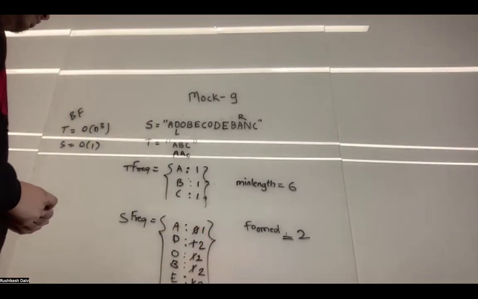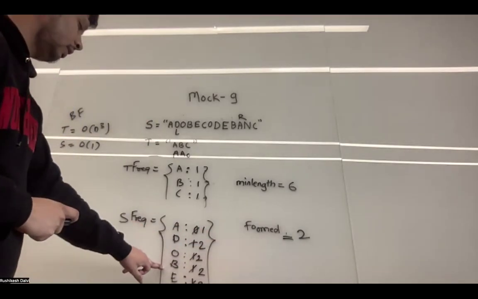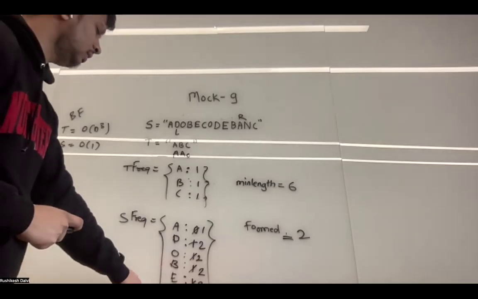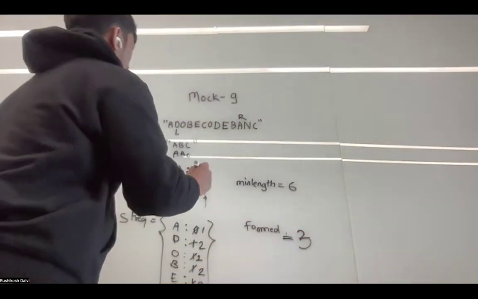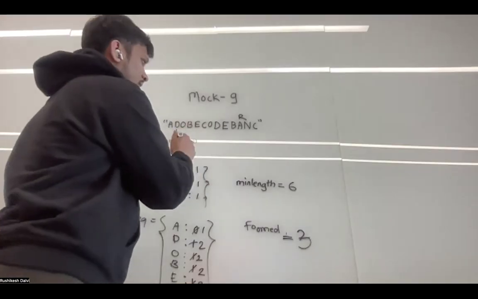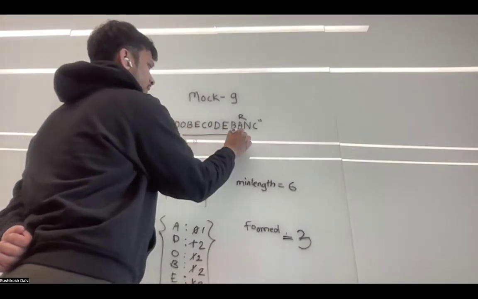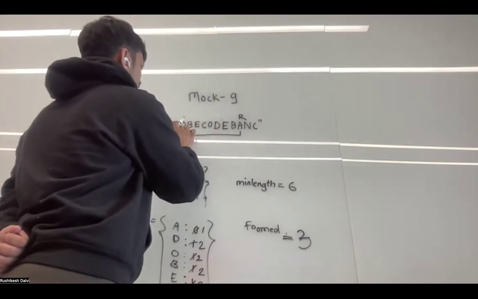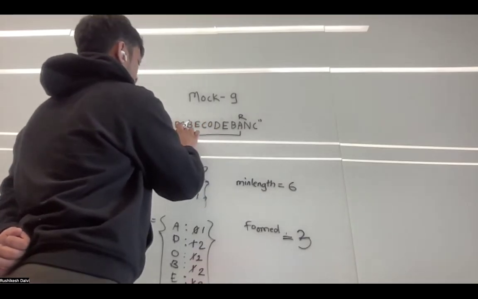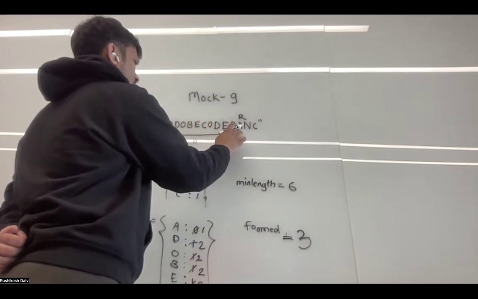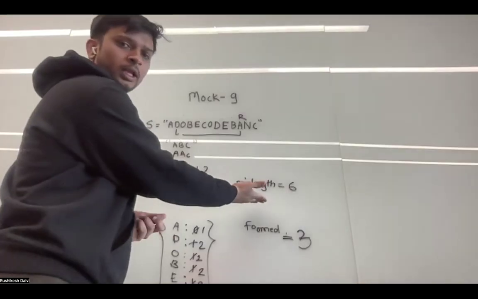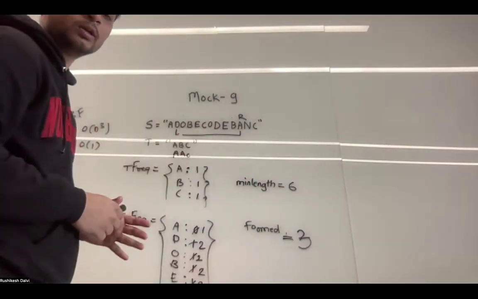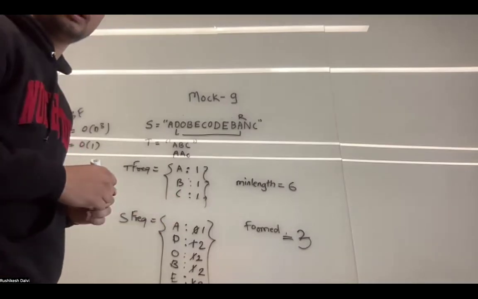So in my current window, I have one A, one B, and one C. That is 2 B also works. So my formed will become 3 again. I will calculate the current length of this window. That will be 1, 2, 3, 4, 1, 2, 3, 4, 5, 6, 7, 8, 9, 10. But I already got a minimum length window at 6, so I will not consider this window because it's greater than my previous minimum length.